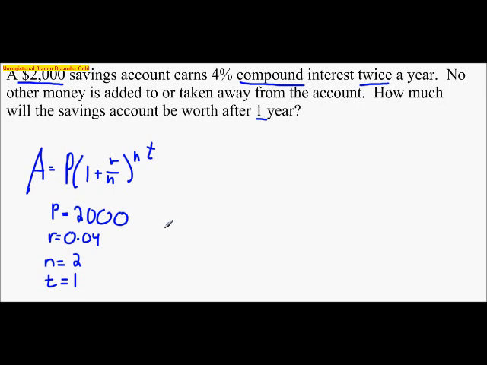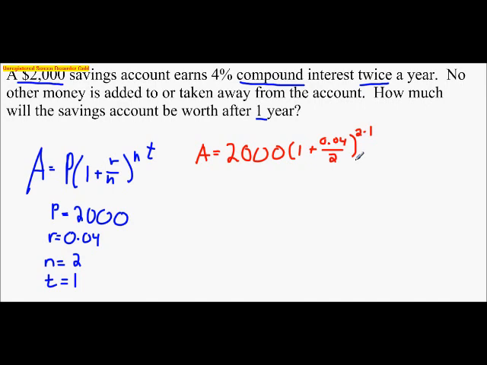Now we just have to plug these in. We'll use a different color here. So we have A equals P, our principal, which is 2,000, times 1 plus R, our rate, which is 0.04, over N, which is 2, raised to the N times T, so it's going to be 2 times 1. And there's our formula.